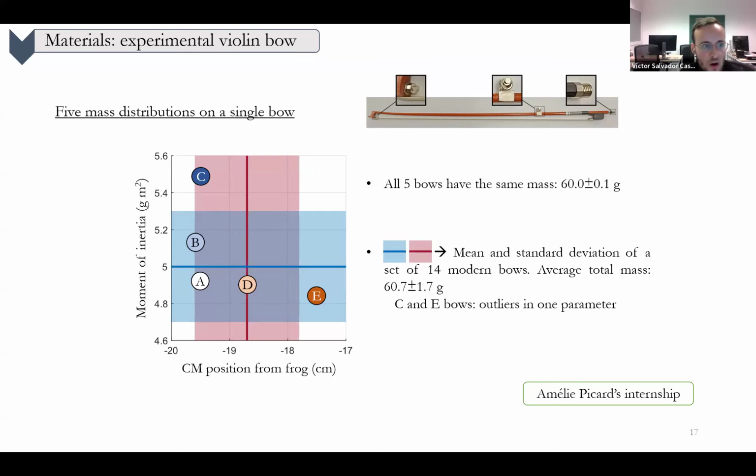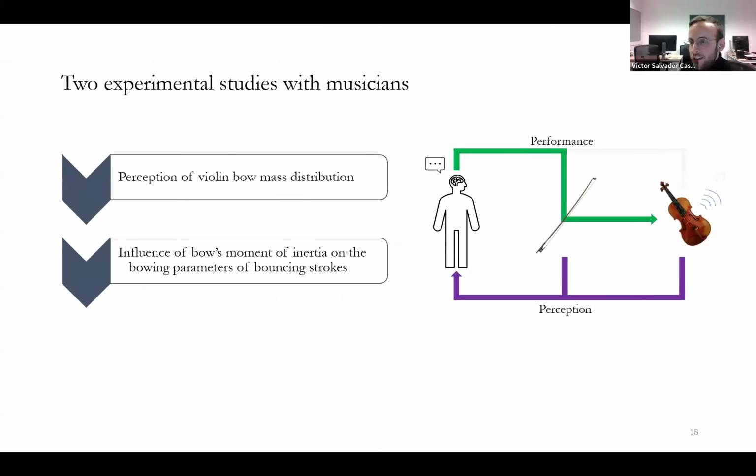Okay, so today I will present 2 experiments that we did with these musicians and the results that came with them. First I will present this study on the perception of violin bow mass distribution, and then I will present a study on the influence of the bow moment of inertia on the bowing parameters when performing bouncing strokes like spiccato or sautillé.